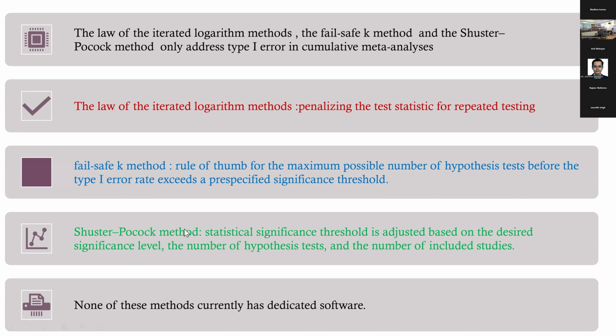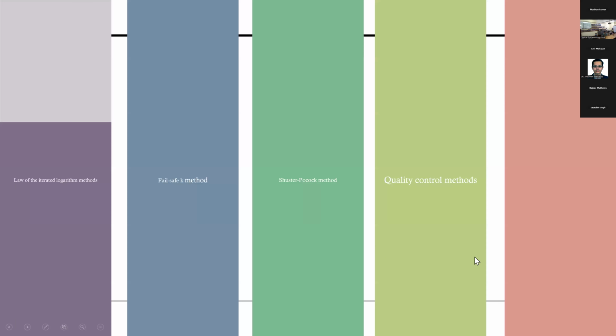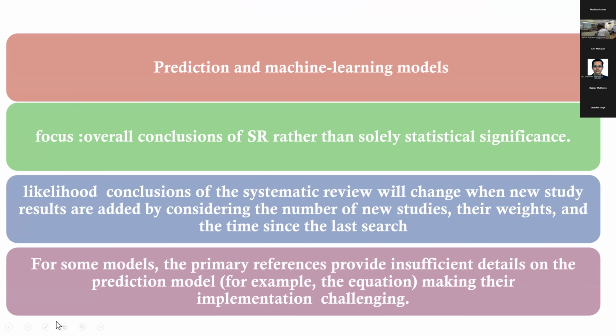So the Schuster-Pocock, or Schuster-Pocock, I think I am murdering the pronunciation. It adjusts based on the desired P value, number of tests and the number of studies. So it's slightly more complicated than fail-safe K. None of these newer methods has any dedicated software. There are some other methods which I can't show you here. One is called quality control methods, but it's something somebody can read.